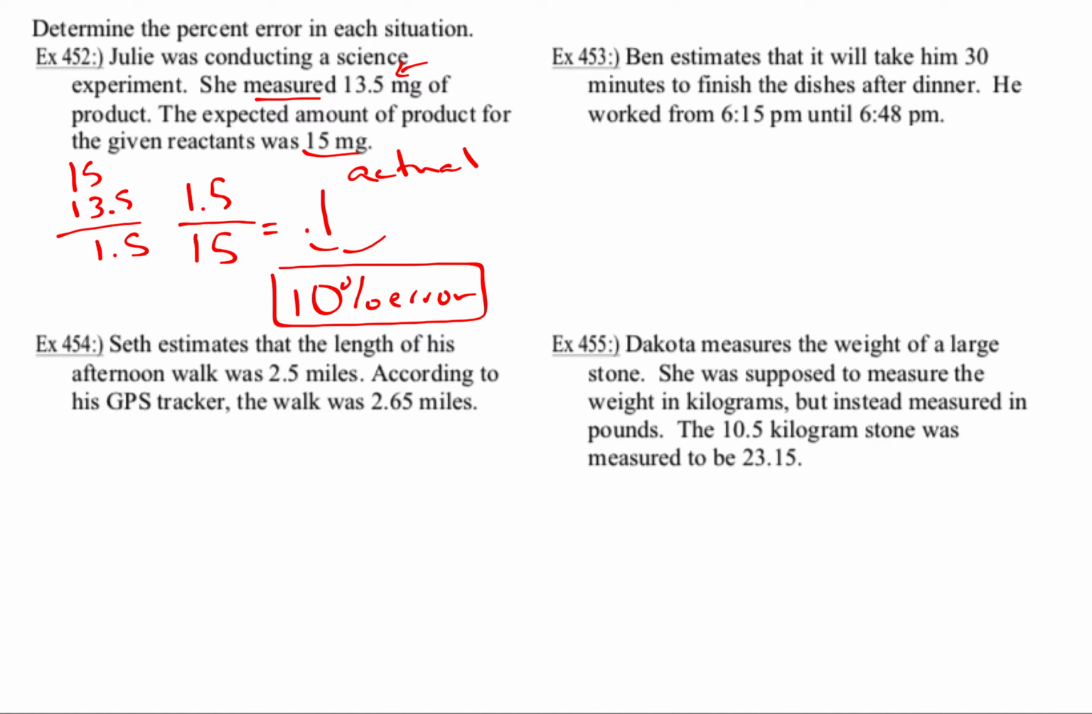Next example, example 453. Ben estimates it will take him 30 minutes to finish the dishes after dinner. He worked from 6:15 to 6:48 p.m. Well, that is 33 minutes. So since he expected it to take 30 minutes and it took him 33, he took 3 minutes more than he expected to. We divide that by the actual amount. This comes out 0.0909, and it repeats. Moving the decimal, this is 9.1% error.